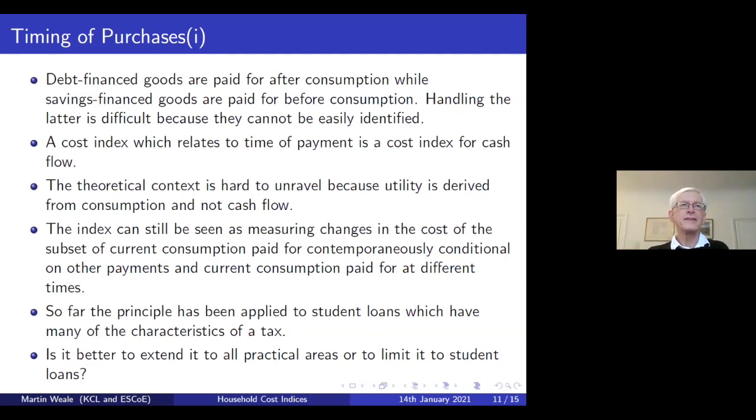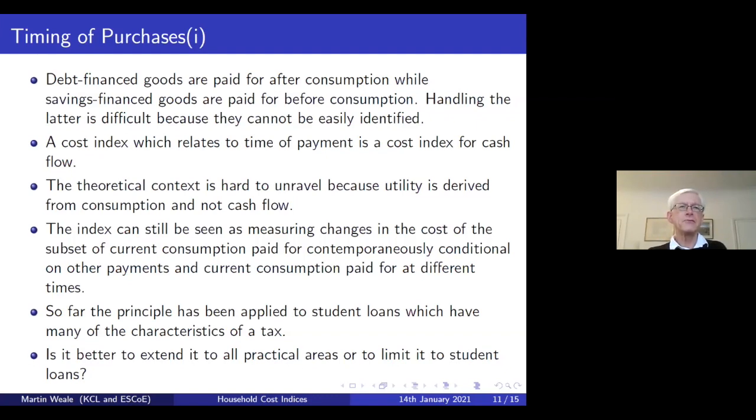And my view is that if you see debt-financed goods, identify goods paid for after consumption, then for the index to be coherent, you also need to do something about savings-financed goods paid for before consumption. Now, obviously, handling the latter is a bit complicated because much saving may be unhypothecated. You may be saving up for a pension. You may know roughly when you expect to be doing your consuming, but you don't know what you're going to be consuming on. But anyway, a cost index which relates to the time of payment is a cost index for cash flow and not a cost index for consumption.